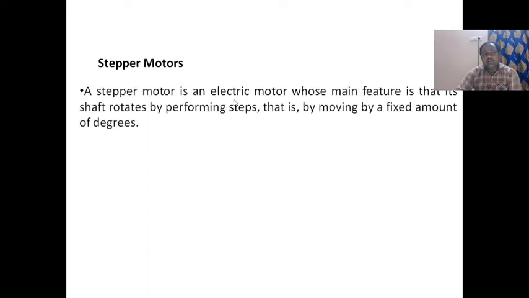Stepper motor. Normally a stepper motor is also an advanced motor. In your watches we use stepper motors, which produce a pulsating torque, not a unidirectional or continuous torque. A stepper motor is an electric motor whose main feature is that its shaft rotates by performing steps. It does not rotate continuously; it rotates stepwise by a fixed amount of degrees, and the on and off gives the pulsating torque.